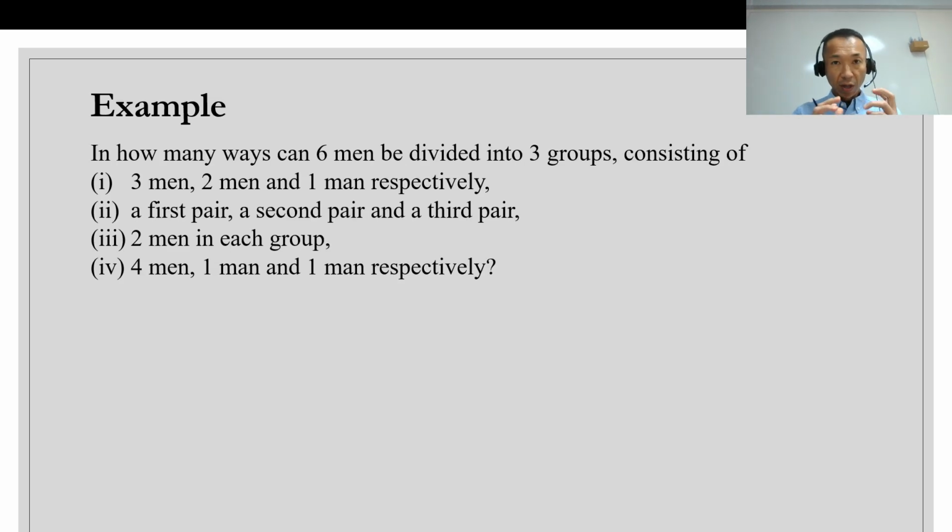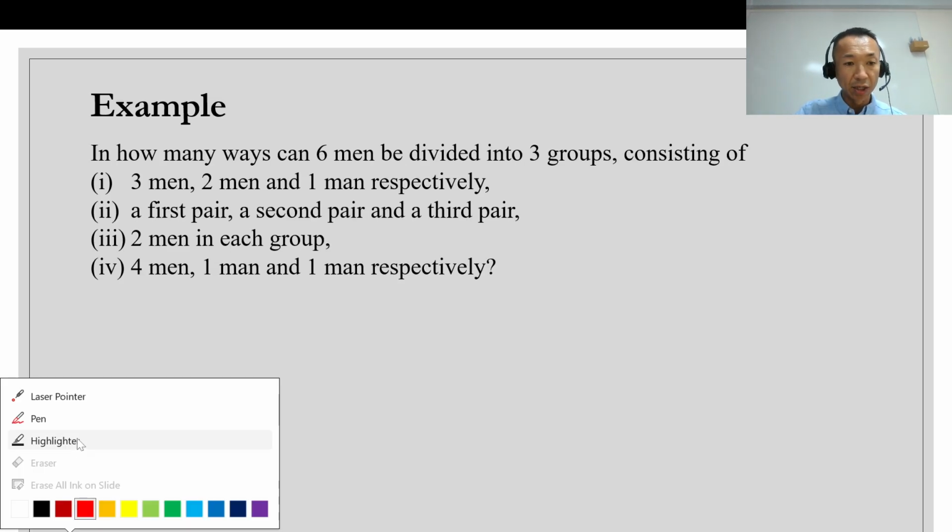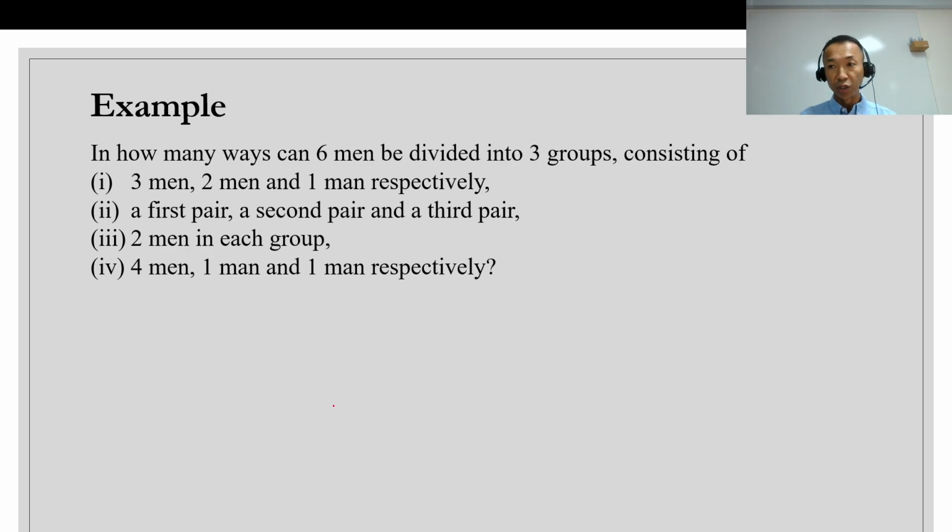This example is very important. We will use this example to illustrate a key idea, which is partitioning of n objects. Let's use this to illustrate. The first two parts are easy. The third and fourth, pay close attention. How many ways can 6 men be divided into 3 groups?